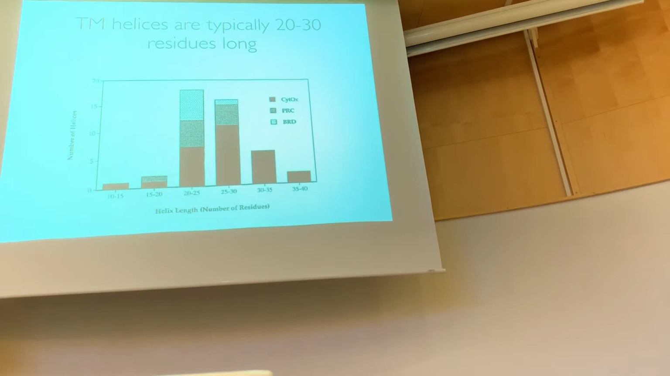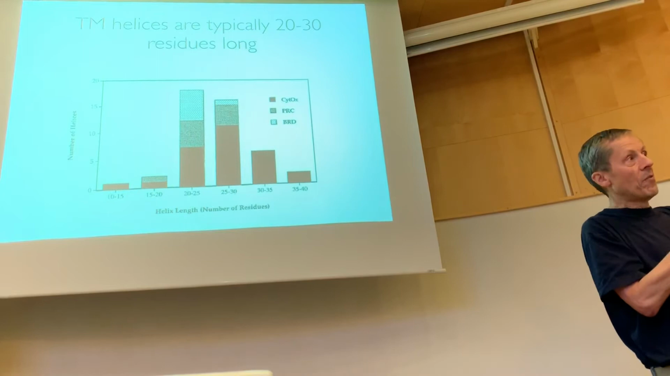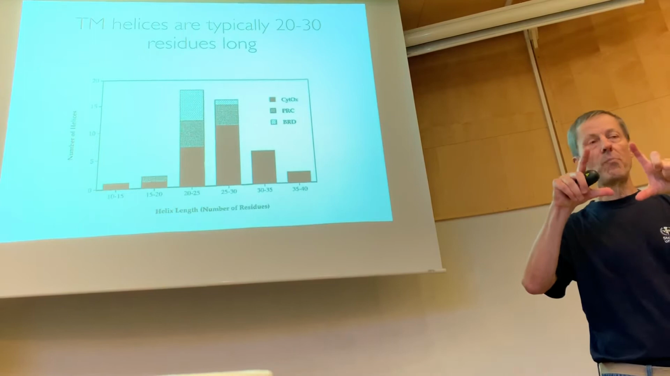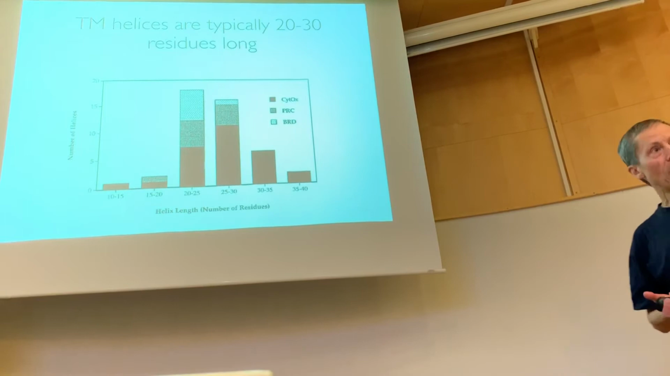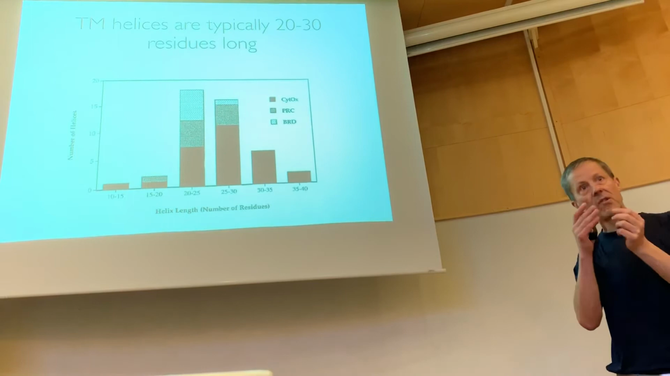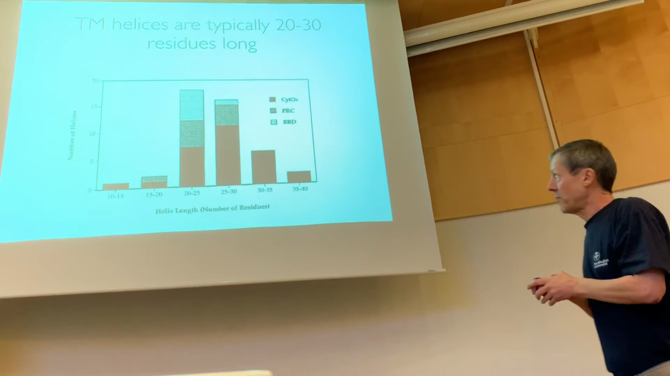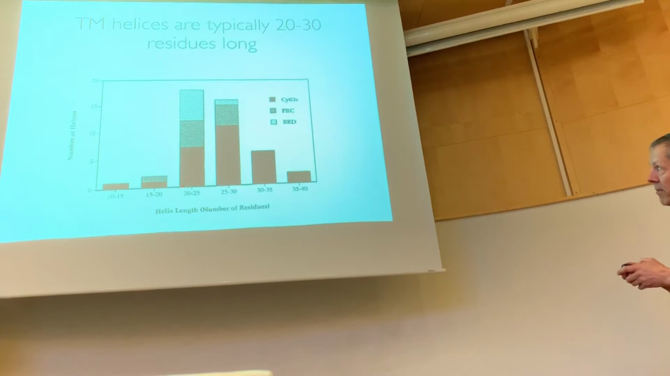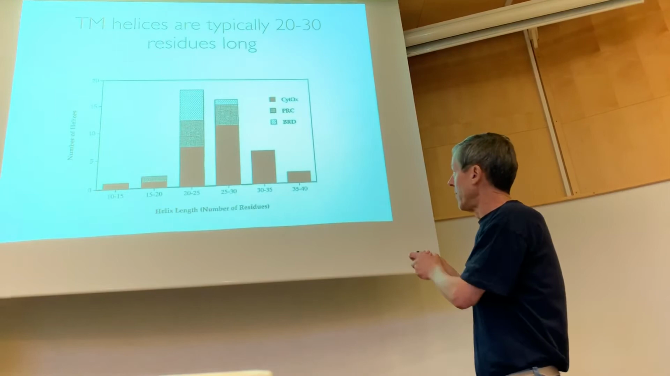And 20 is what you would guess from the known thickness of a membrane. The hydrophobic part of the membrane is typically, say, 30 angstroms wide. If you make an alpha helix 30 angstroms long to span that hydrophobic core of the membrane, you need about 20 residues to do that. Each residue adds 1.5 angstroms to the length of a helix. So that's what you would expect for the short end, somewhere around 20 or a little bit shorter maybe. On the long end, it's less well defined because you can make a very long one.